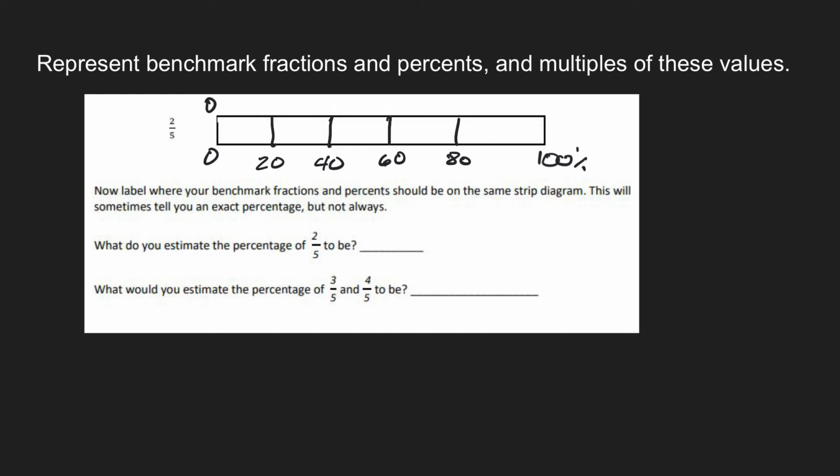What do you estimate the percentage of 2/5? So here's 1/5, 2/5. So I would say 40%. 3/5 would get me to 60%. And then 4/5 would get me to 80%.